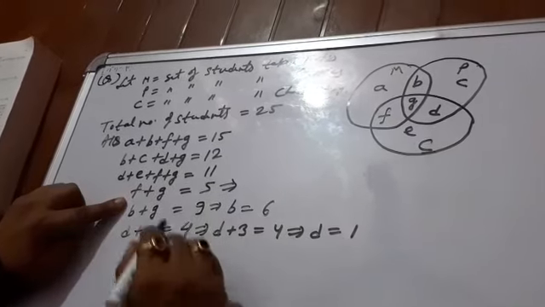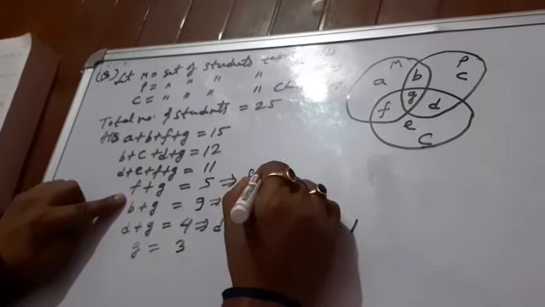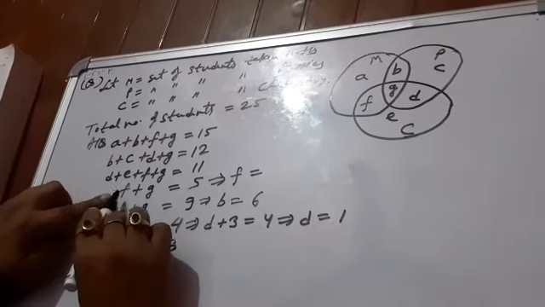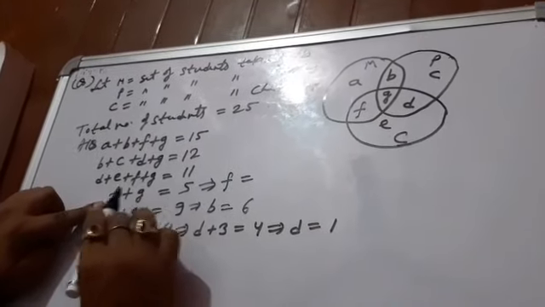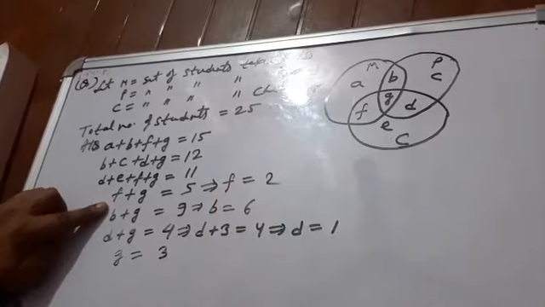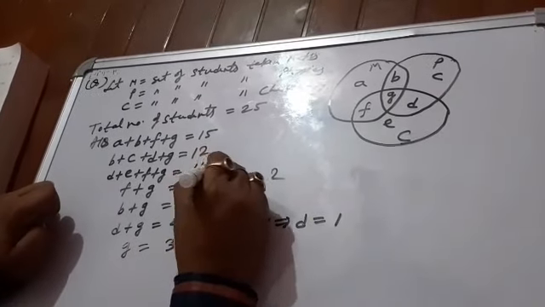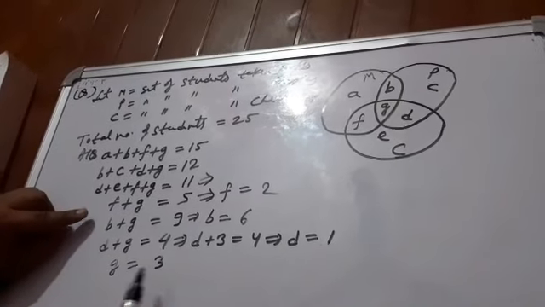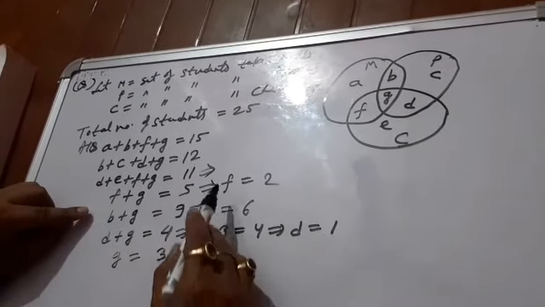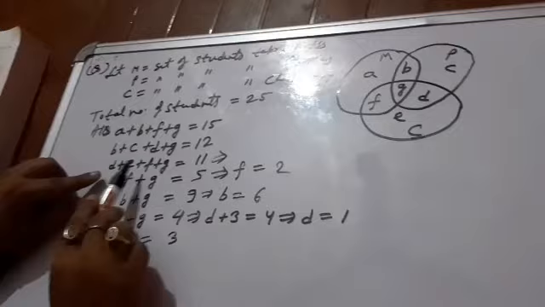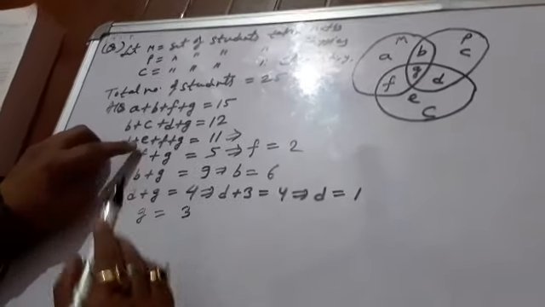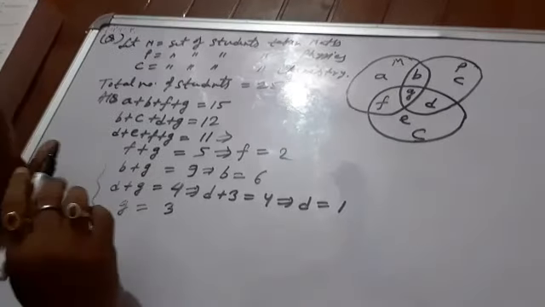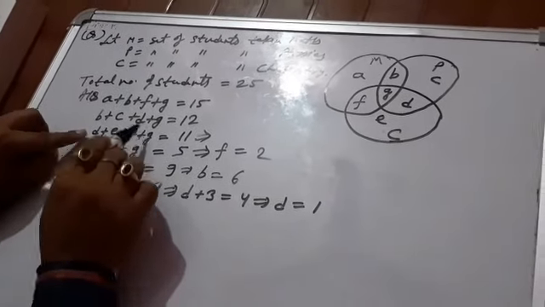Now come to this portion. F plus G. Again put here the value of G. You will get the value of F. How much is it? 3. F plus 3 equal to 5. F is equal to 2. Now come to this portion. Now you got here the values of G, D, B, F. Next, put here the values you got from here. You will get the remaining values.